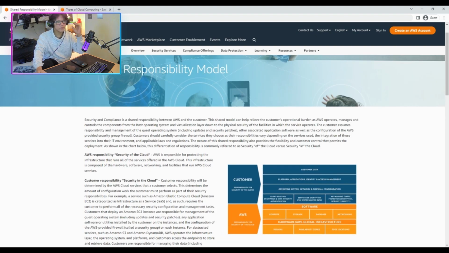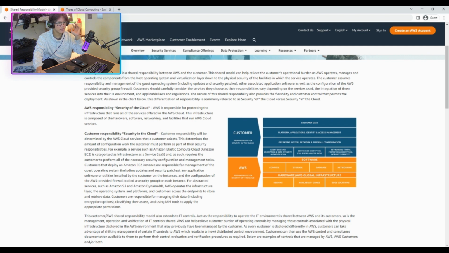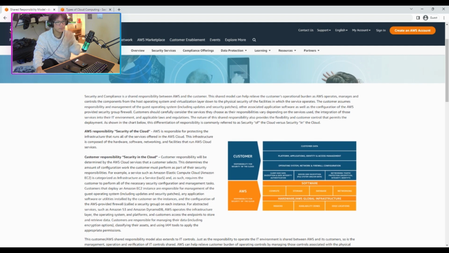Now, there are other factors such as security as well, which, although you have to manage things, you also have to make sure that the security inside of the things you manage is safe. And AWS is not responsible for the things that are inside of the cloud. Remember, they're only responsible for the things that are outside of the cloud.